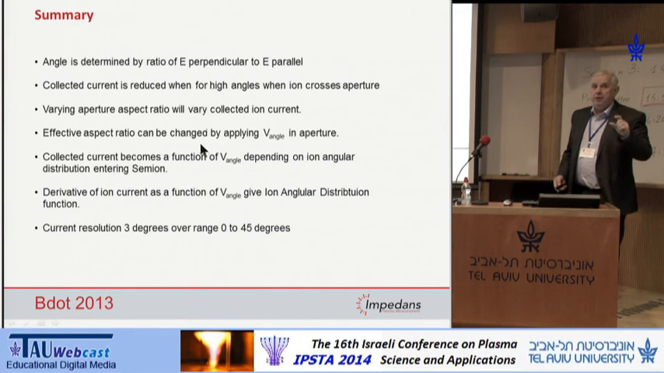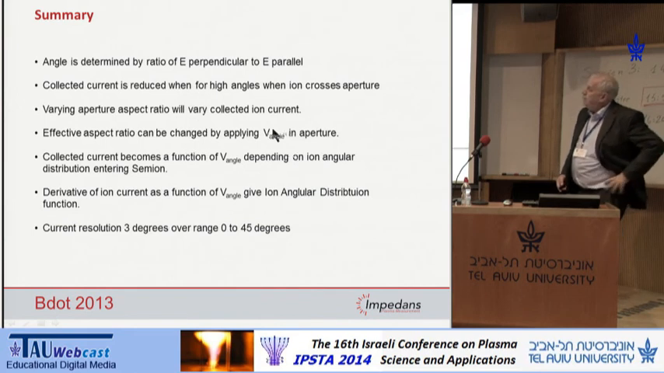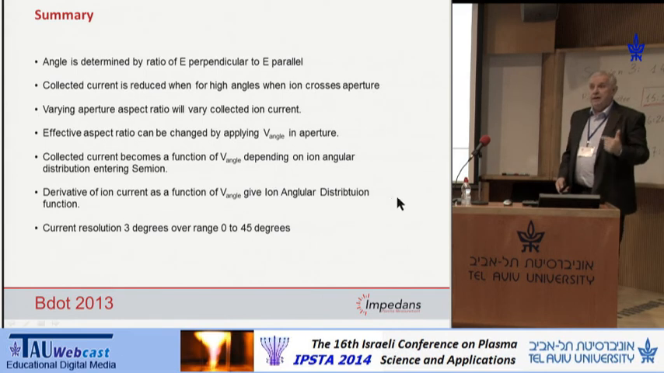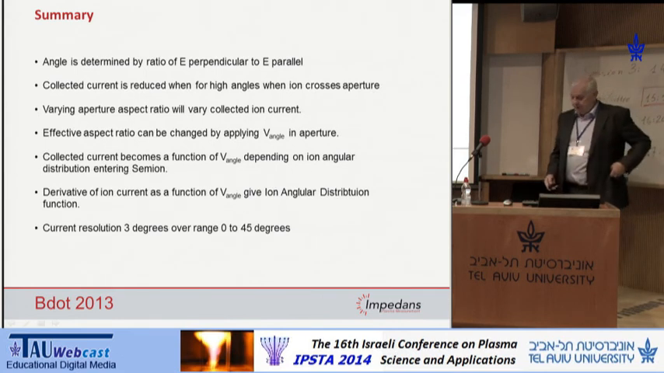But we do that by putting a bias between the apertures. This we call V angle. The collected current becomes a function of V angle. And by taking the derivative of the current with respect to V angle, we get the angular distribution of ions arriving at the collector. So thank you very much.